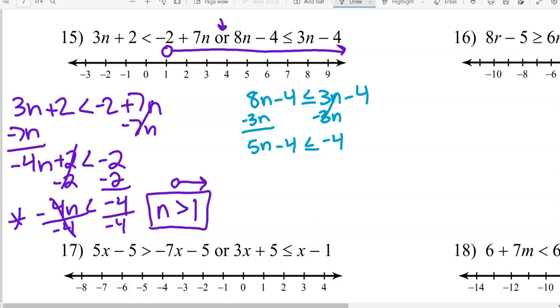Now what are we going to move? The -4. How am I going to move it? We're going to add it. So now I have 5n is less than or equal to what? There we go. That is 0.